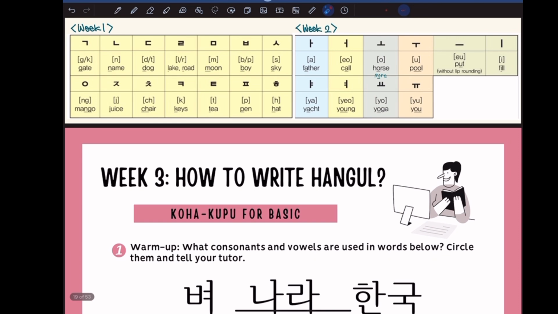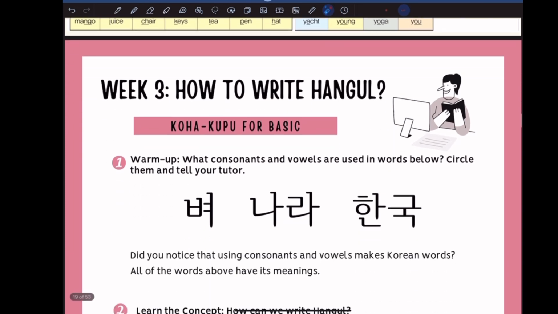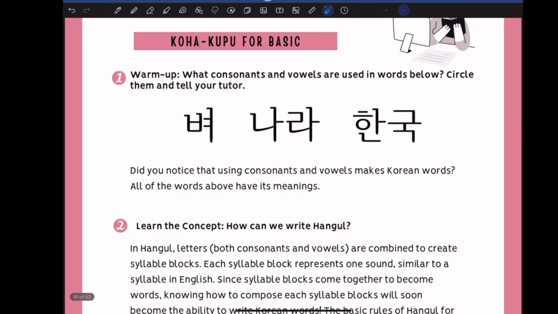So in week 3, in the third lesson that we're going to be learning today, we're going to be combining these vowel sounds and the consonant sounds together in one word. So as we go back to the warm-up session, if you see the words here, the first word, can you find the consonant? It's the b sound that we learned in week 1. And the vowel on the right over here is the yo sound.